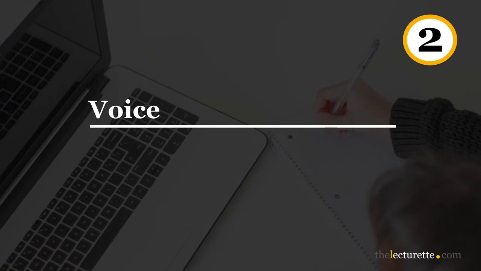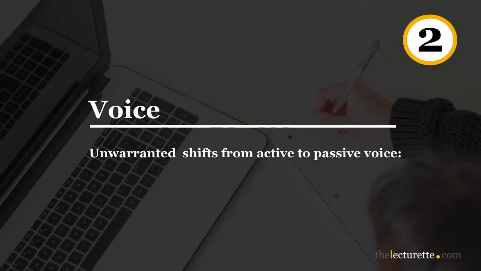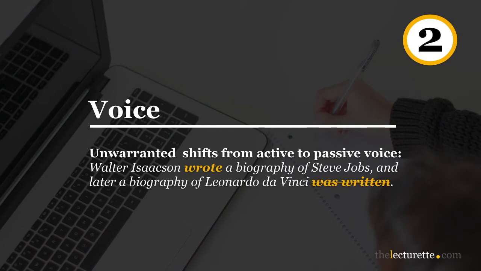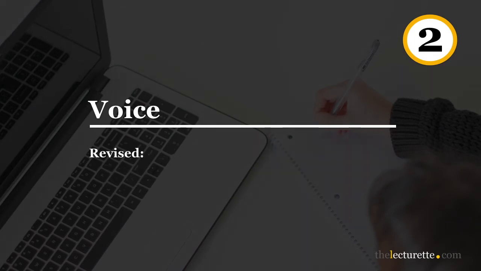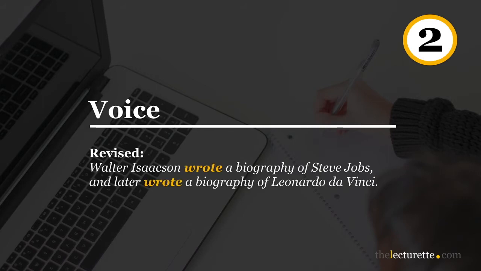Number 2. Unwarranted shifts in voice. Shifts in voice can also occur, for instance from active to passive or from passive to active. The following example shows an unwarranted shift from active to passive. Walter Isaacson wrote a biography of Steve Jobs, and later a biography of Leonardo da Vinci was written. This awkward change in voice could be revised like this, by making the passive voice, was written, active, wrote. Walter Isaacson wrote a biography of Steve Jobs, and later wrote a biography of Leonardo da Vinci.